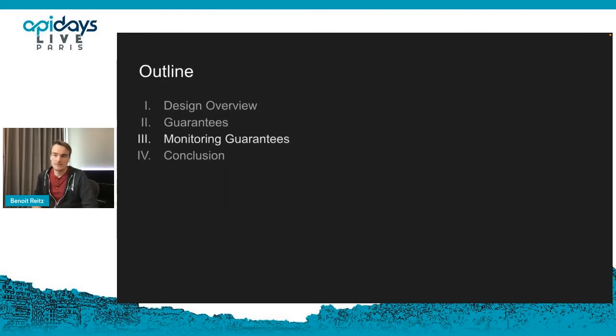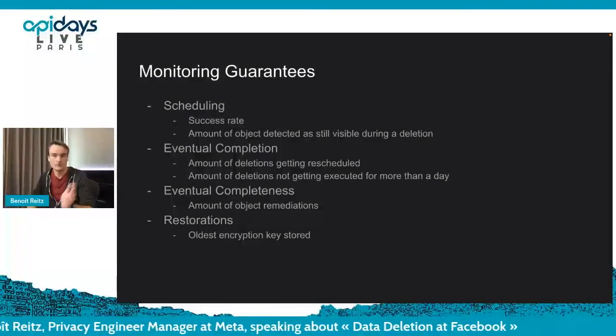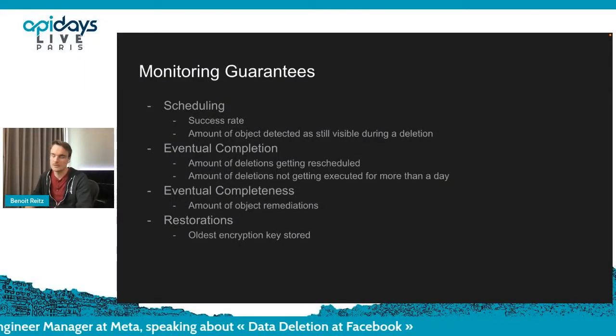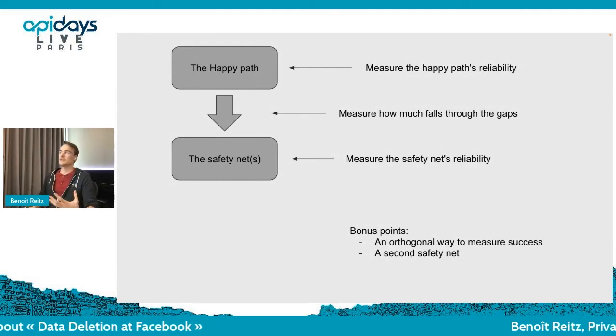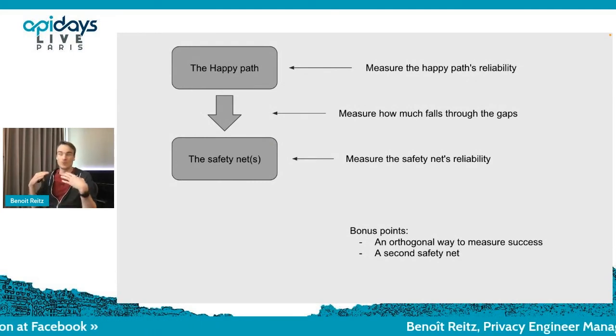Monitoring guarantees, that's a very important part of our work. We need to be able to prove to our users and to assessors that we are actually meeting the bar for our users. Those are all of the metrics we monitor. Some of them I don't want to get into, but the point I want you to take away is we have a happy path.